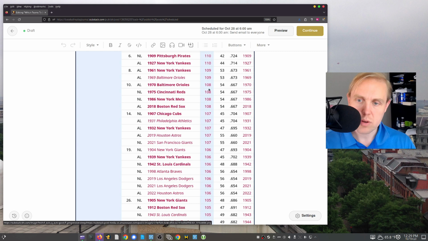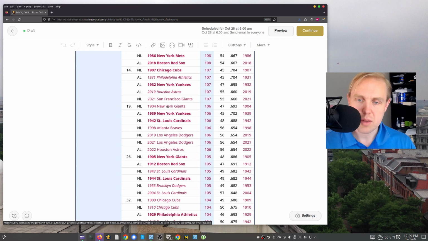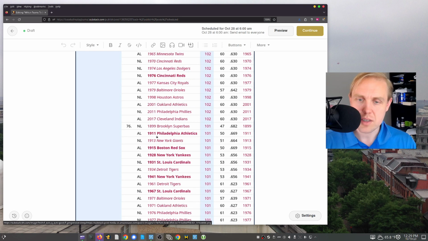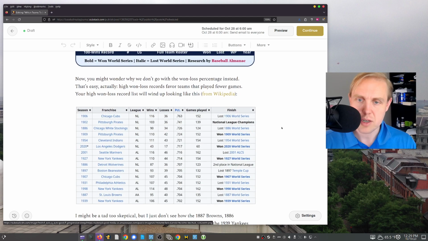Both the 69 Orioles and the 70 Orioles make it. 75 Reds make it, the 86 Mets. Right, these are the teams that we normally will think about. Now, I don't know if there's a whole bunch of people who think of the 2021 Giants. I don't think about the 2021 Giants when it comes to anything, because I didn't really pay much attention to baseball in 2021, to be honest with you. On and on we go down this list. You can go check out the blog post. It will give you all of this information.